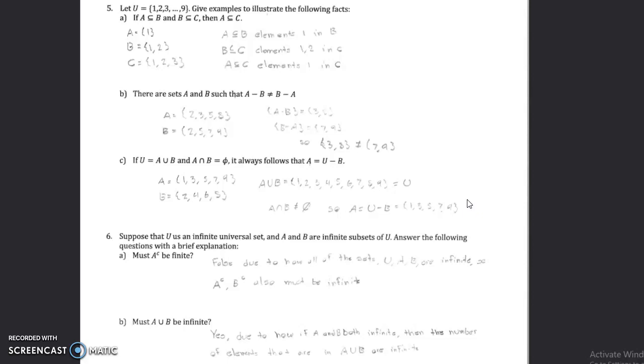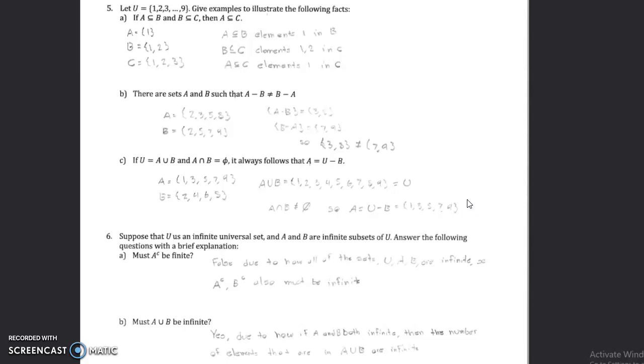So I made up really simple sets. A is equal to 1, B is equal to 1 and 2, and C is equal to 1, 2, and 3. So you can see on the right side, A is a subset of B. That is true because element 1 from A is in B. B is a subset of C. That is true again because elements 1 and 2 are in C. And we can see that A is a subset of C as well because element 1 is in C.